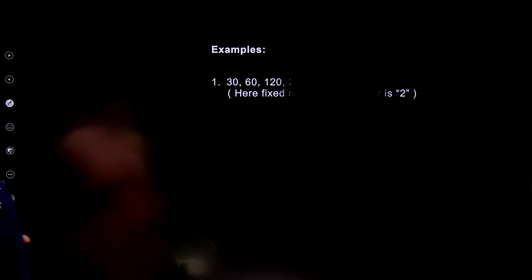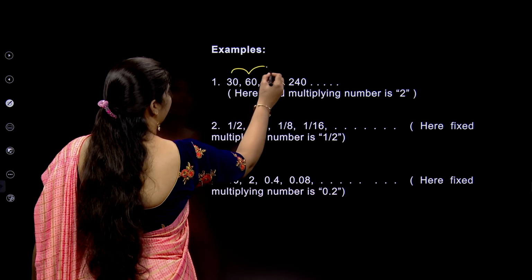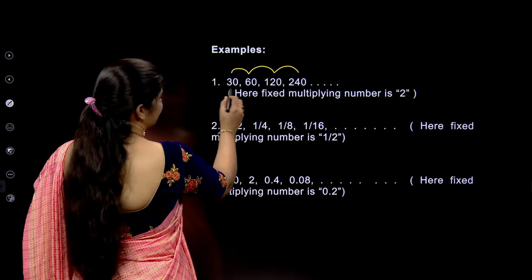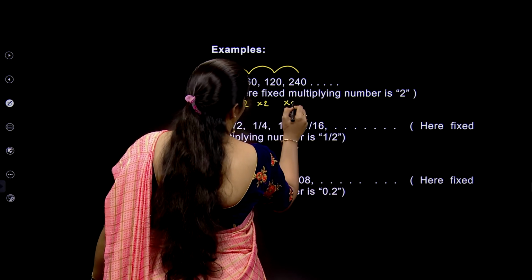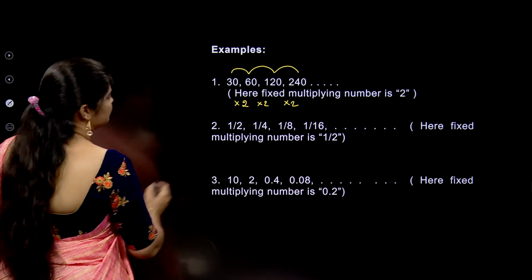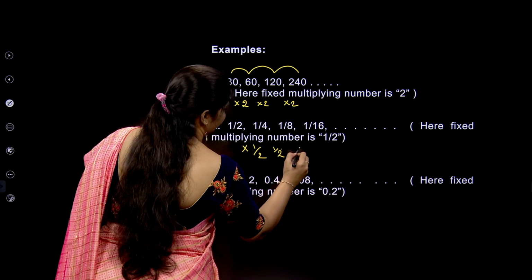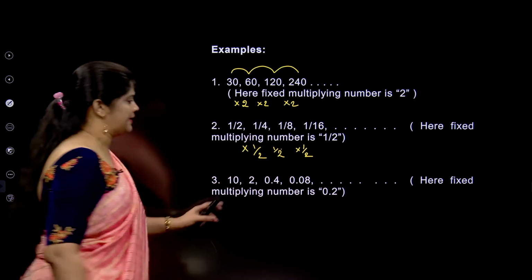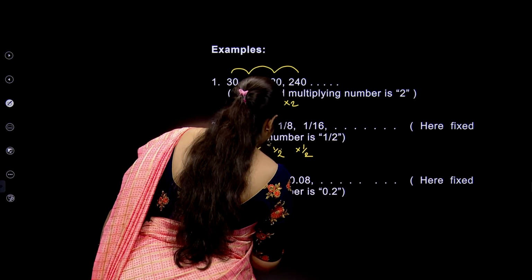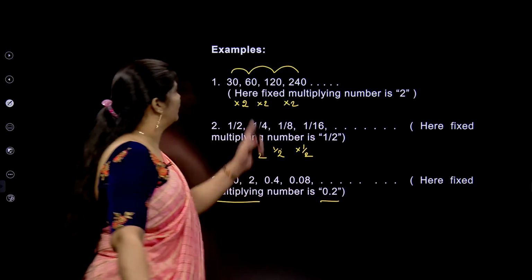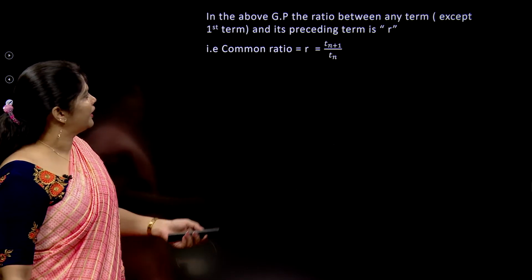Next, children, examples. This is 30, 60, 120, 240. Here each term is multiplied by 2. In the second example, each term is multiplied by 1 by 2. Next, in the third sequence, each term is multiplied by 0.2. These sequences are all in GP.